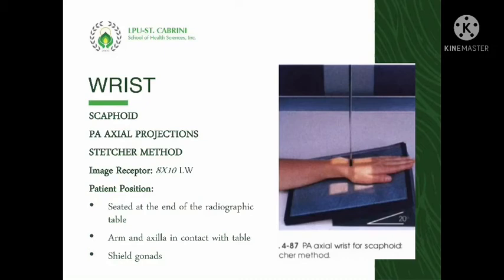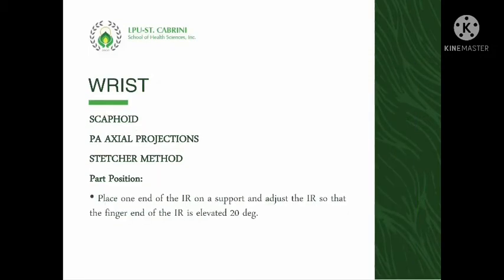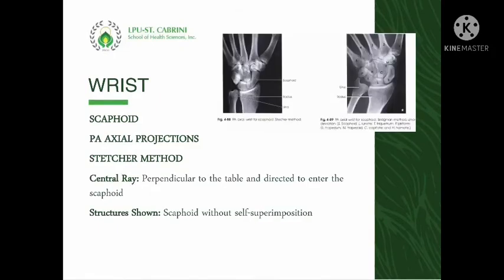The patient is seated beside or at the end of the radiographic table with the palmar surface down on the IR. One end of the IR is placed on a support and adjusted so that the finger end of the IR is elevated 20 degrees. The central ray is directed perpendicular to the table and enters the scaphoid. This method visualizes the scaphoid without self-superimposition.